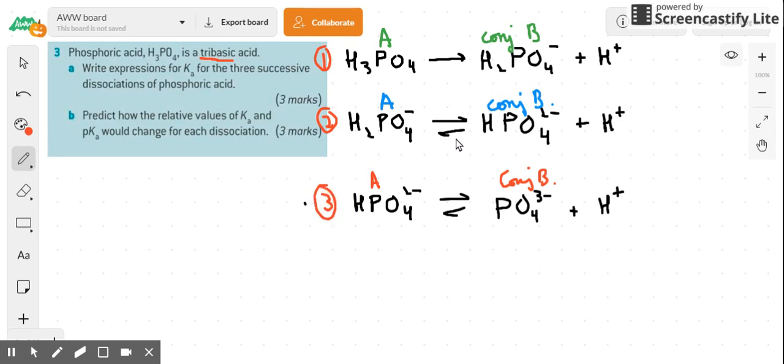And what the mark scheme tells you is that the first dissociation happens to a greater extent than the second, and the second to a greater extent than the third one. And why is that the case?